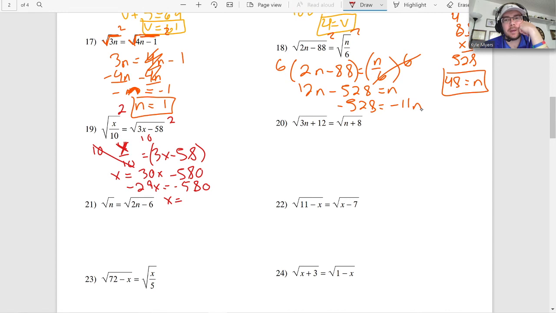Well, you would have to multiply it by 2 to get 58, so 20. Cool. So x is 20.